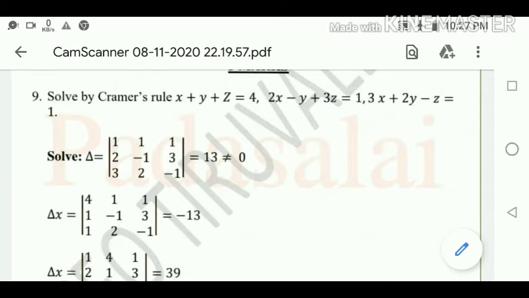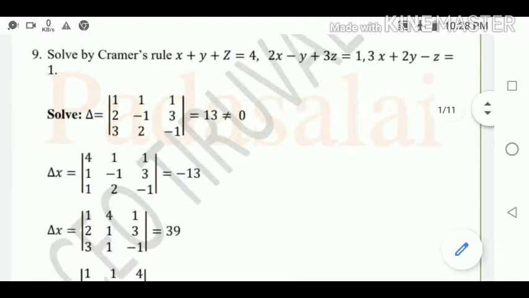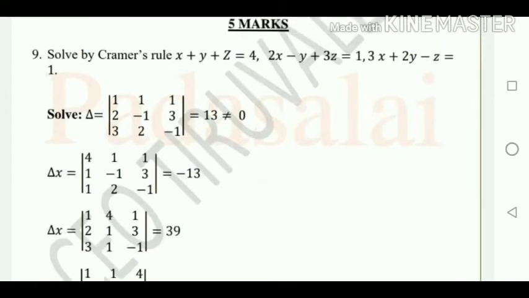Okay, so the question is given in equation form. Now we convert this into matrix form by taking the coefficients of the variables x, y, z. In the first equation, the coefficient of x is 1, y also 1, z also 1. Therefore, 1, 1, 1. Second equation, 2x minus y plus 3z. Therefore, 2, minus 1, 3. That is the coefficient of x, y, z respectively. And the third equation, 3x plus 2y minus z, that is 3, 2, minus 1. So this is the value of the delta. So delta equals 1, 1, 1; 2, minus 1, 3; 3, 2, minus 1.